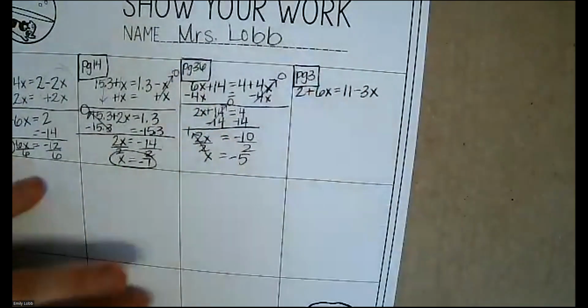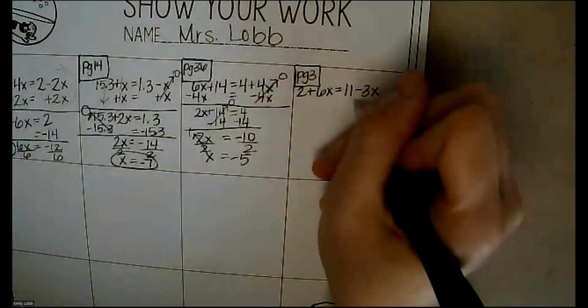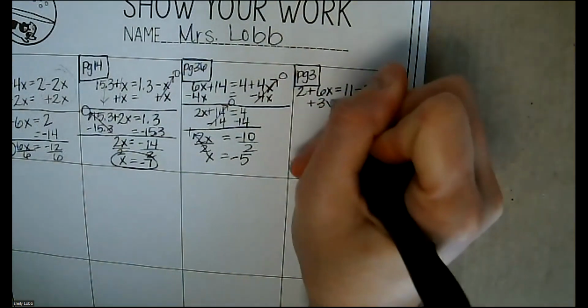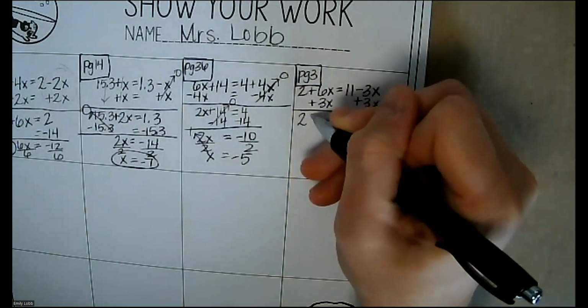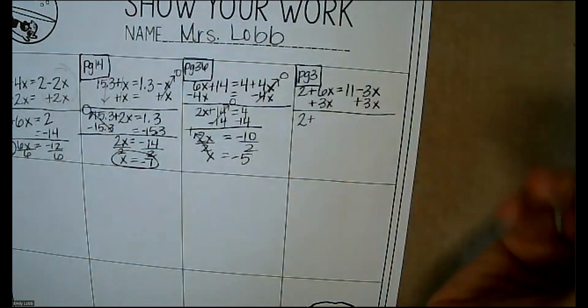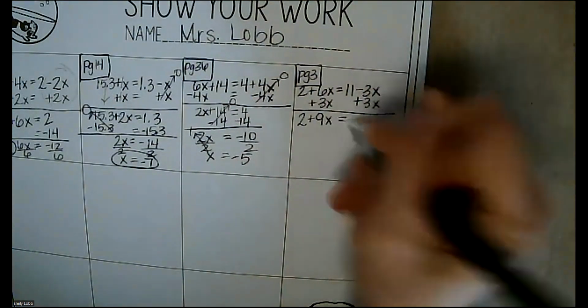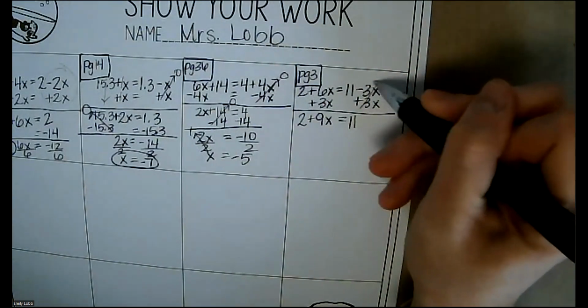What do I do first? Add the 3x to both sides. That will get my variables away from the right and only on the left. So I'm bringing down my 2. I have a plus what? What's 6x plus 3x? 9x is equal to 11. Is that right? Because this became 0.